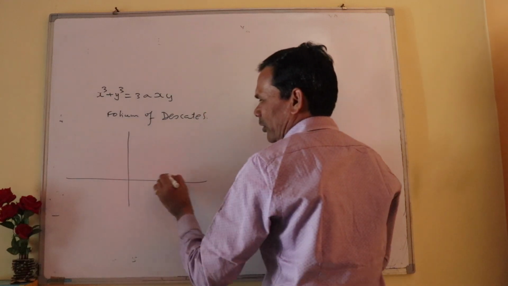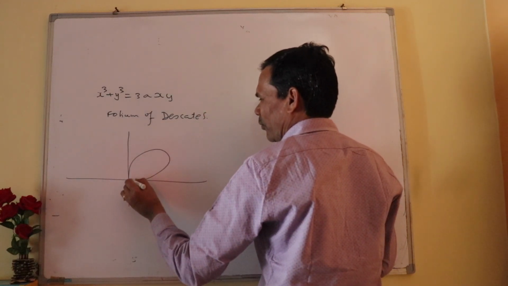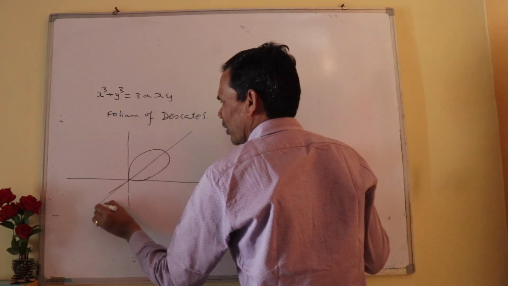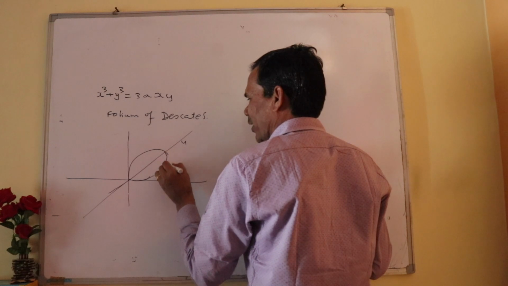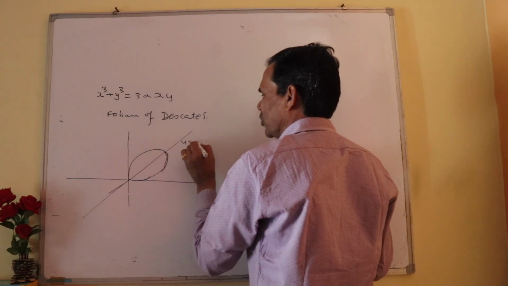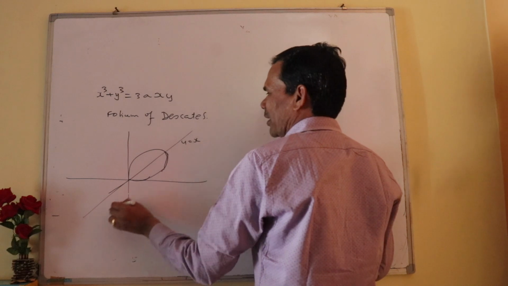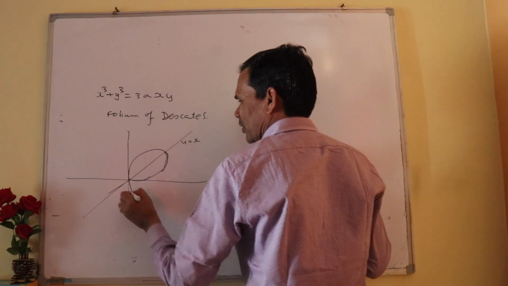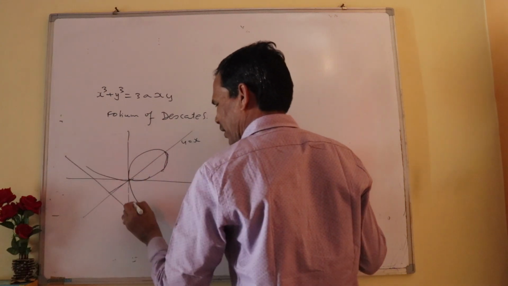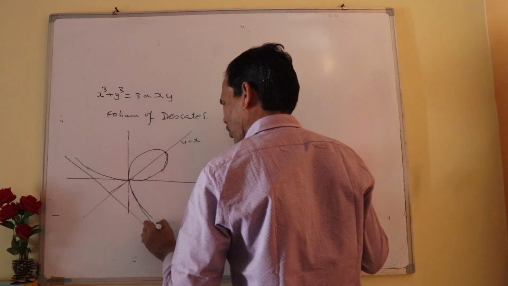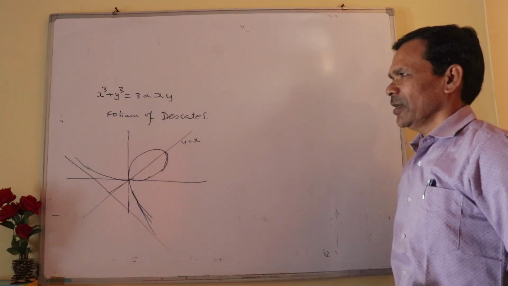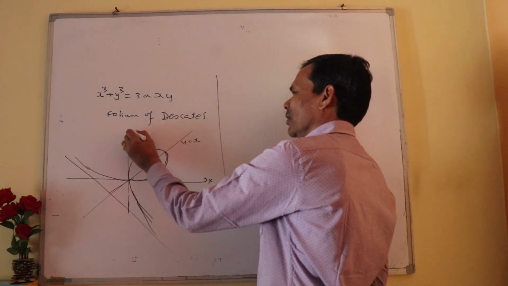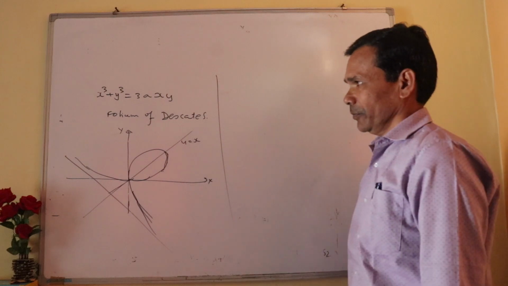This curve, if you try to trace it, is a standard curve. There is a loop formation at this particular point, the origin, and it is symmetrical about the line y is equal to x. It is going like this, and here is the asymptote for this particular curve. So you must know the approximate shape of this curve. It is the folium of Descartes. This is the x-axis, this is the y-axis, and so on.